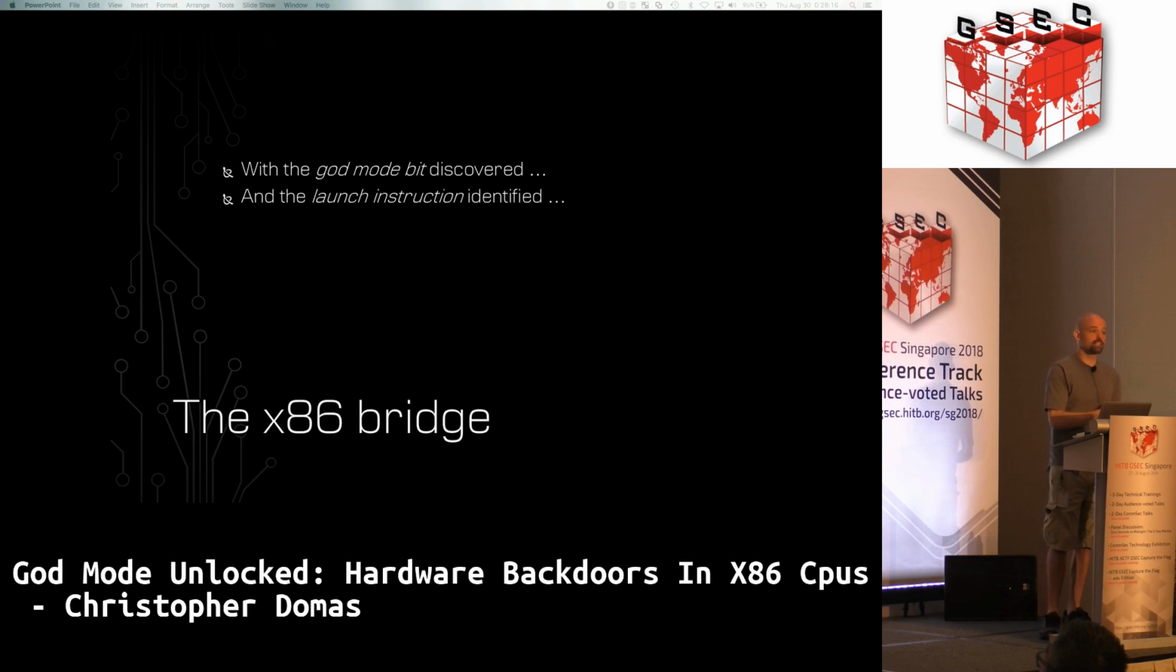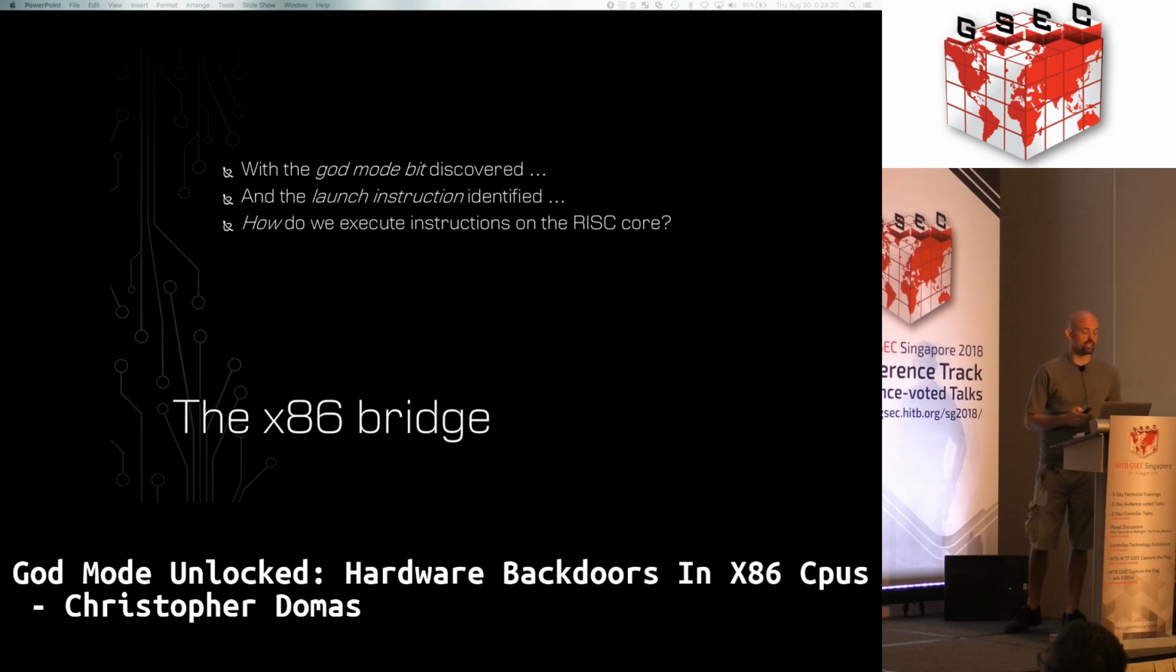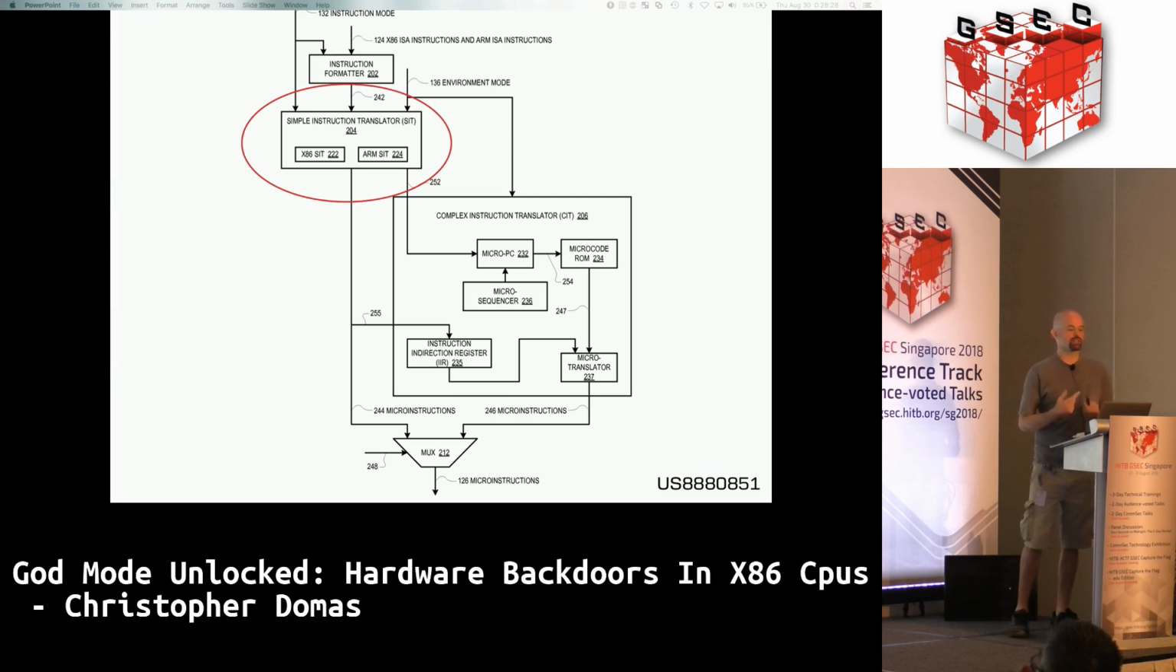We've found this launch instruction that should enable us to execute instructions on the other core. The question then is, how do I actually execute instructions on this RISC core? And the patents can give us some insight there. They suggest that there's a place in the processor's pipeline where it will split between either doing x86 execution or doing RISC execution.